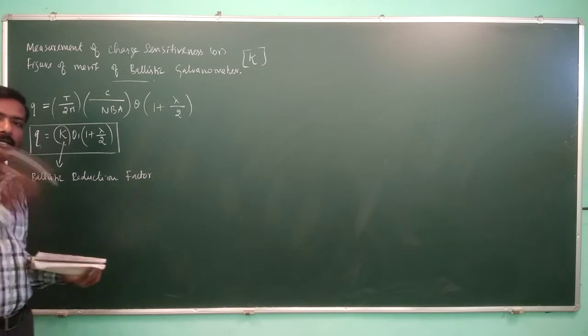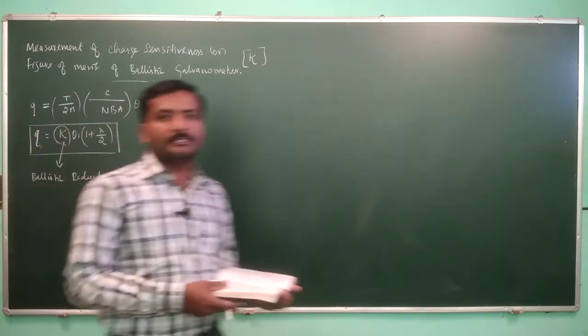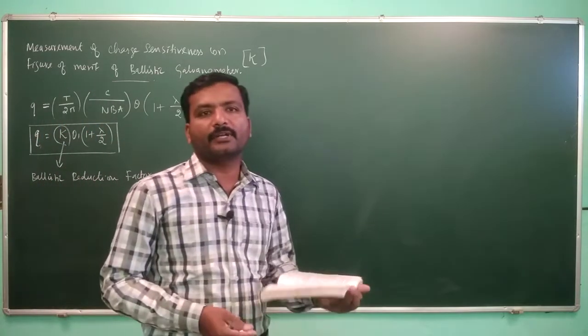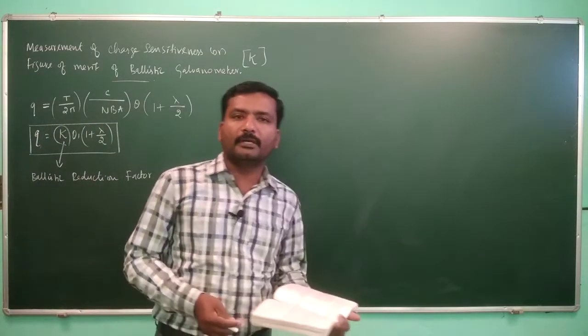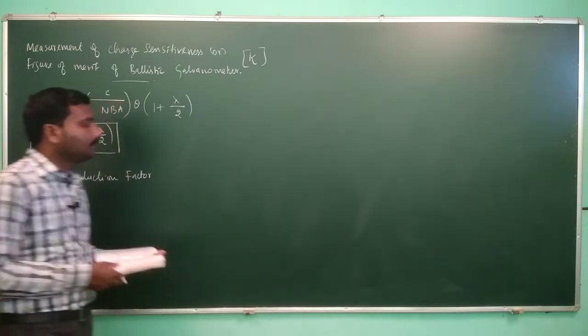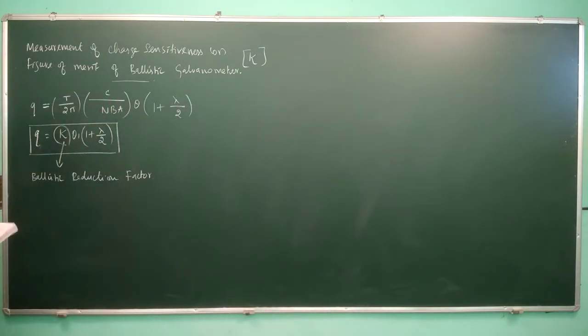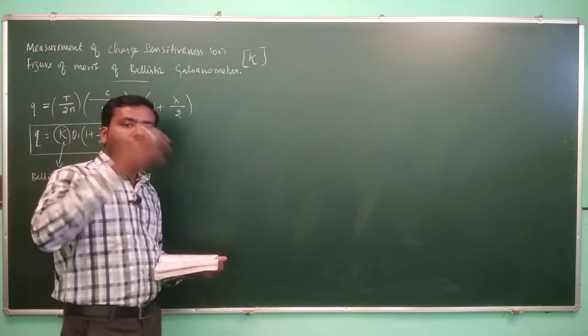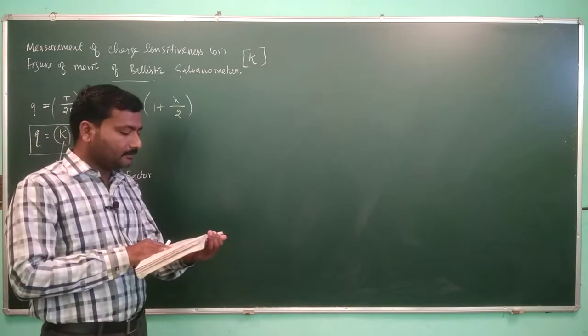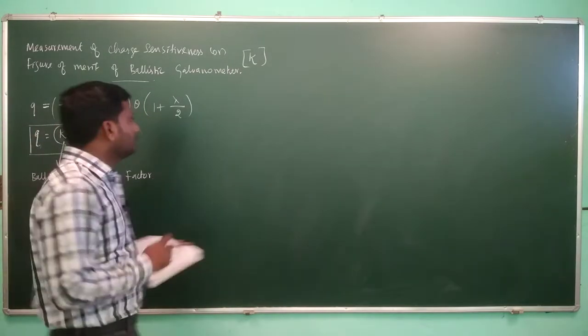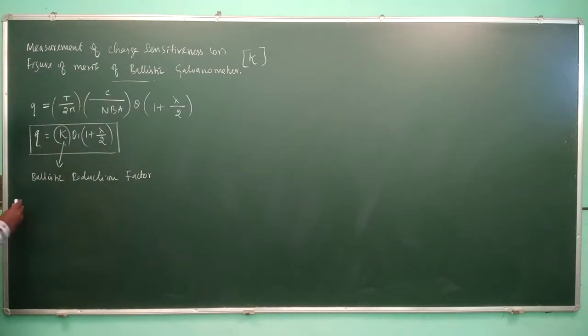We have already studied voltage sensitiveness and current sensitiveness for a D'Arsonval moving coil galvanometer. In a similar fashion, here we can define that the charge that circulates through the moving coil. Let's have the formal definition.